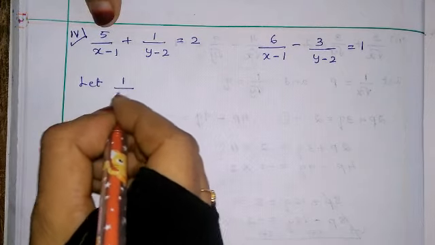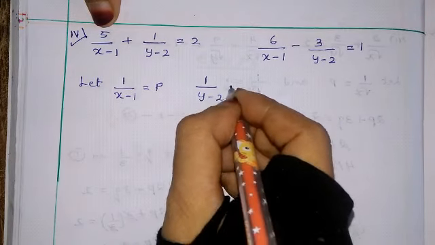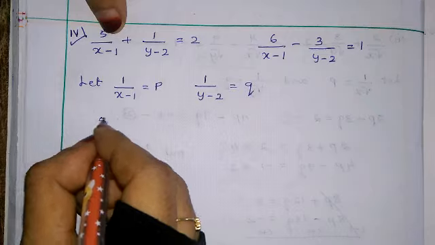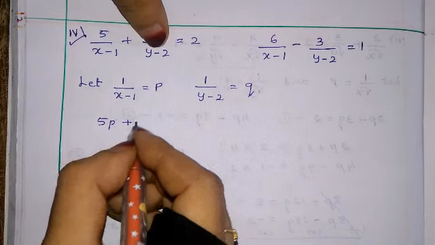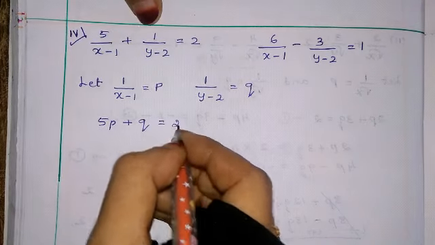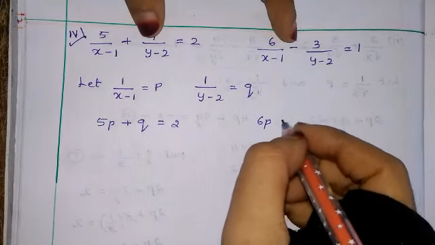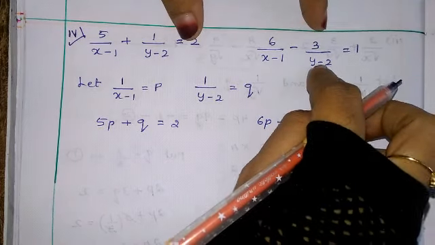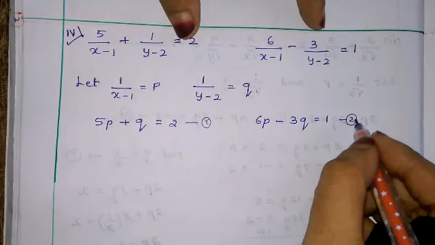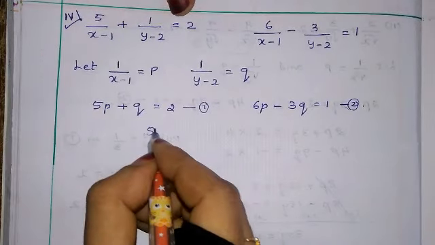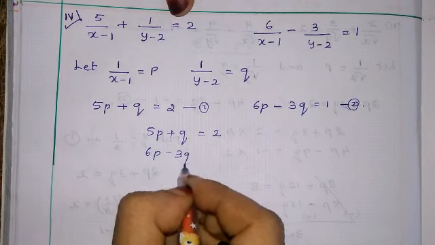Let 1 by x minus 1 is equal to p and 1 by y minus 2 is equal to q. So 5 as it is, 1 by x minus 1 is p, plus directly 1 by y minus 2, so directly q, is equal to 2. This side 6, 1 by x minus 1 is p, minus as it is 3, 1 by y minus 2 is q, is equal to 1. Solving 1 and 2. 5p plus q is equal to 2. 6p minus 3q is equal to 1.